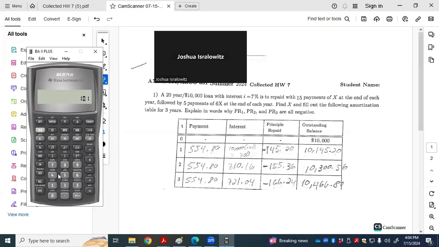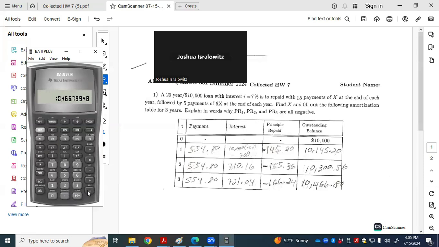10,000 plus 145.20 plus 155.36 is 10,300.56. Last but not least, times 7% is 721.04. So take 554.80, subtract your interest, so it's minus 166.24. Add it to the prior outstanding balance: 10,466.80.